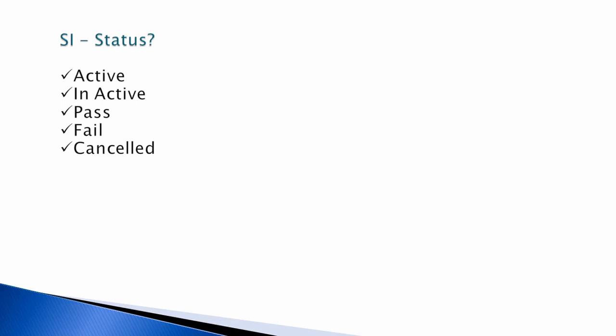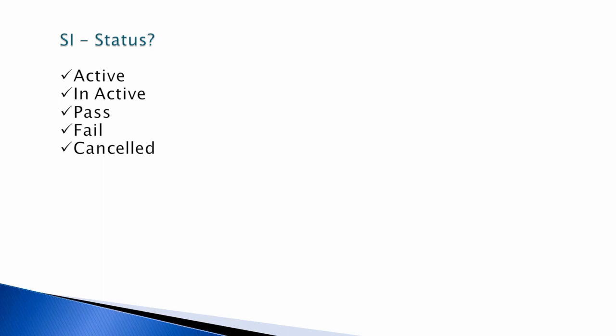Pass. Pass means that every month you said to transfer 1000 rupees from one account to another account, and every month it is executed. If the balance is there in your from account, it will be transferred, and the to account will be credited. Then your standing instruction is pass.